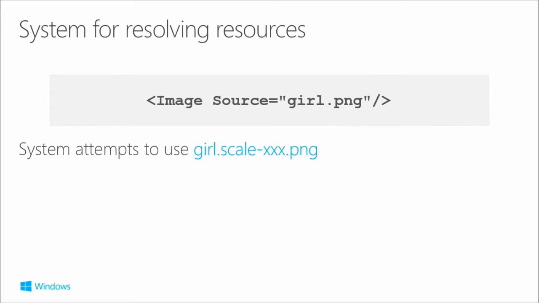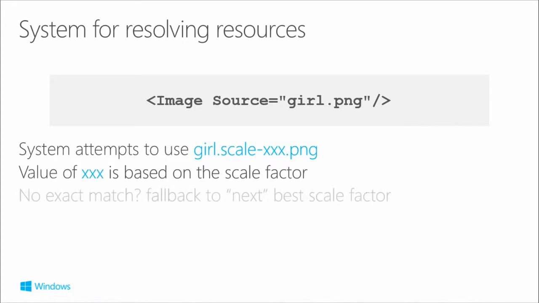If we set the image to a particular source, the system attempts to find that image name along with a scale dash number. And the value of that number is based on the scale factor that we were talking about earlier. If it doesn't find an exact match, it's going to fall back to the next best scale factor.